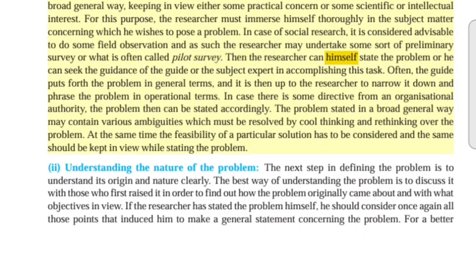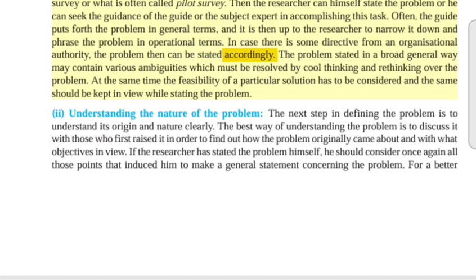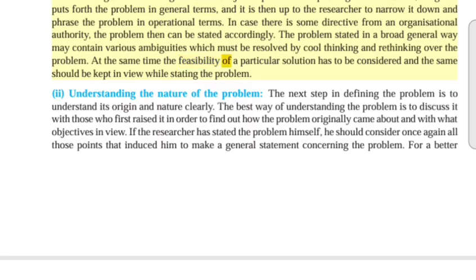Then the researcher can himself state the problem, or he can seek the guidance of the guide or the subject expert in accomplishing this task. Often, the guide puts forth the problem in general terms, and it is then up to the researcher to narrow it down and phrase the problem in operational terms. In case there is some directive from an organizational authority, the problem then can be stated accordingly. The problem stated in a broad general way may contain various ambiguities which must be resolved by cool thinking and rethinking over the problem. At the same time, the feasibility of a particular solution has to be considered, and the same should be kept in view while stating the problem.